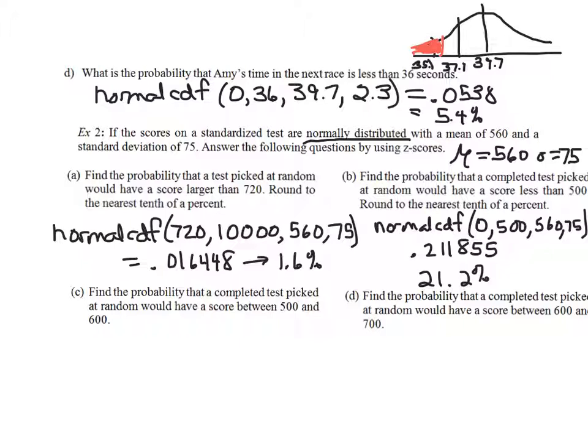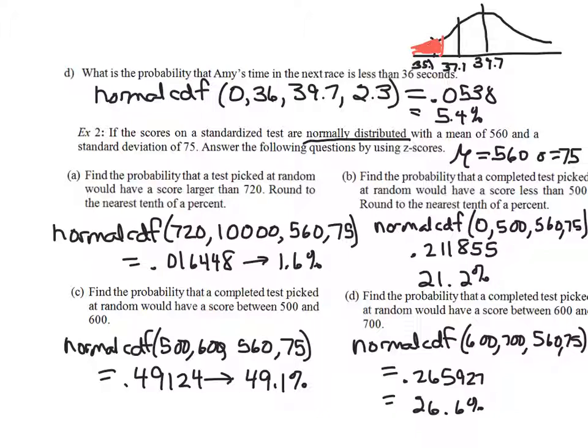Find the probability that a completed test picked at random would have a score between 500 and 600. And the next one says between 600 and 700. I want you to pause the video and enter both of these into your graphing calculator and then come back and check to see if your answer matched mine. Welcome back. Take a look at both of my setups. For part C, I ended up with 49.1%, and for part D, I got 26.6%. So check your answers as well as what you entered into your calculator to see if we match.